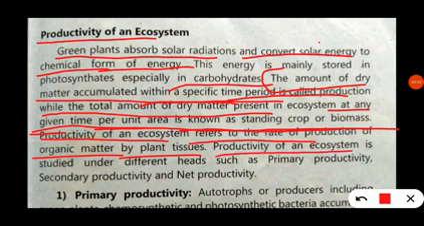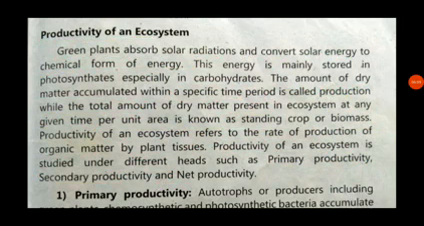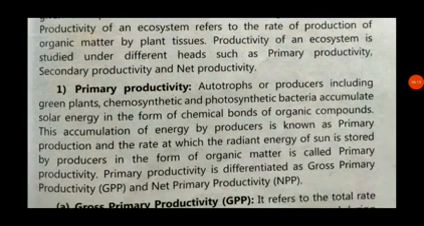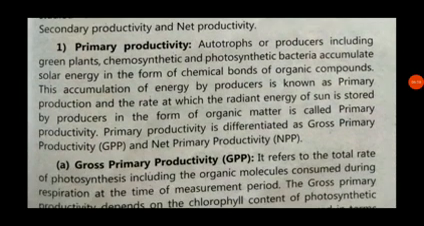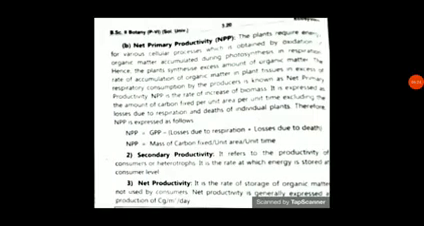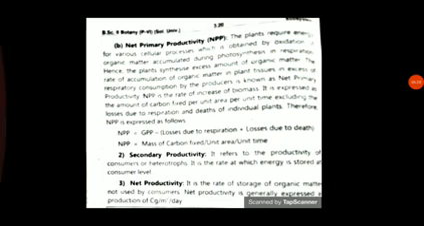Productivity of an ecosystem is studied under different heads. There are different types of productivity: primary productivity, secondary productivity and net productivity. This will not be asked in the university exam; it is only for information. Primary productivity is divided into gross primary productivity and net primary productivity, then secondary productivity and net productivity. These are the different types of productivity. This is all about the ecosystem.